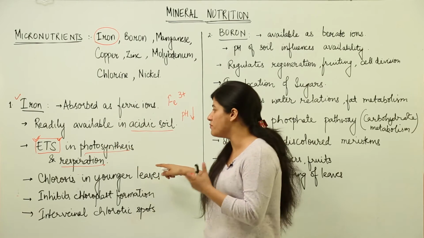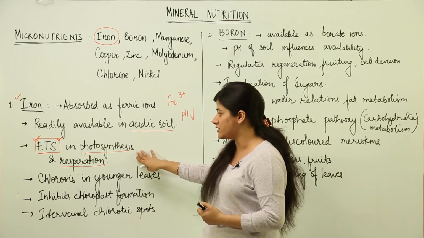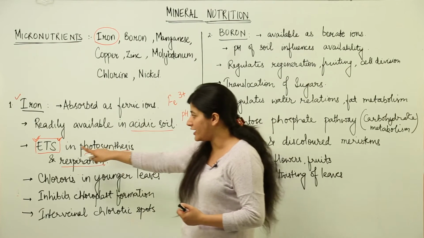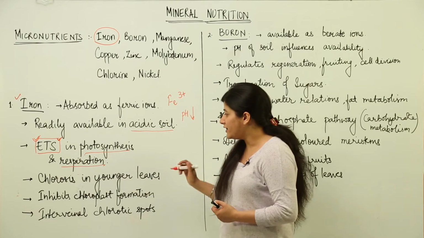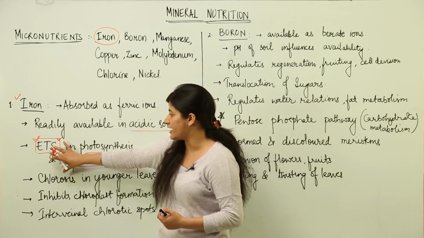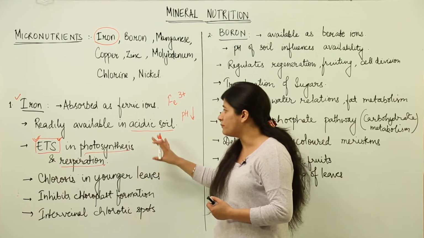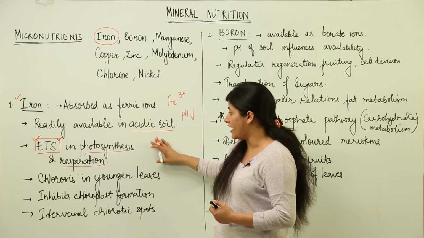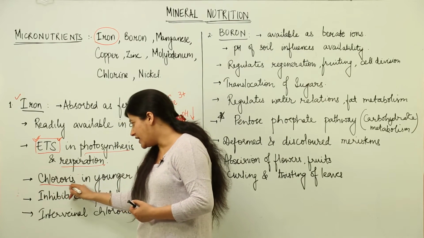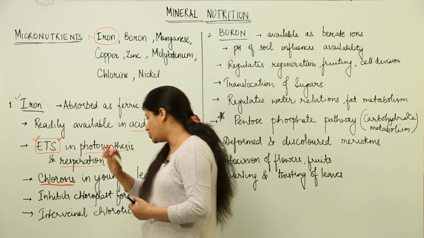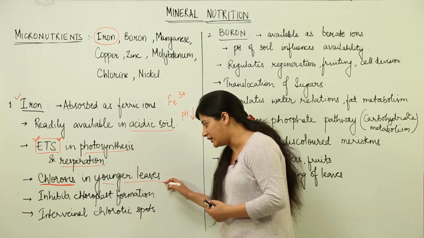This means iron plays an important role in all those electron acceptors present in photosynthesis and respiration for the electron transport system, or electron transport chain. Then, what if these iron-derived compounds are not present? The first thing we are going to observe is that the plant leaves would show chlorosis, and the chlorosis would be seen in younger leaves.